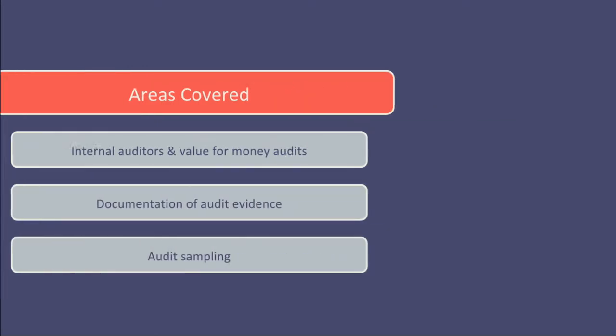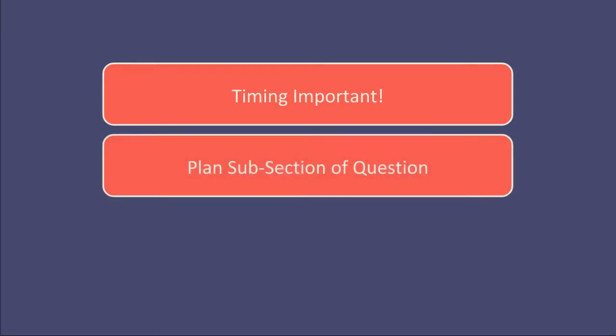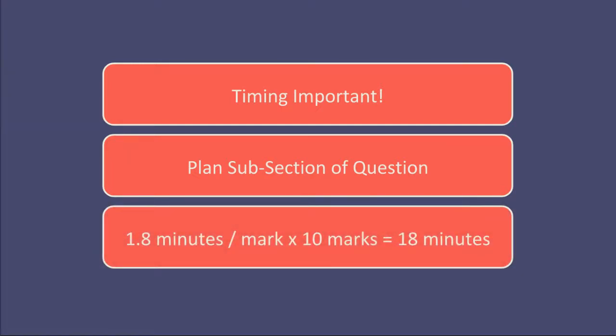sampling. You must be careful with timing in the exam, especially as many of these questions are broken into subsections. You may spend longer than is necessary on some of these smaller questions and overrun on the exam as a whole. Therefore, aim for spending 1.8 minutes for every mark. This question should take no more than 18 minutes.